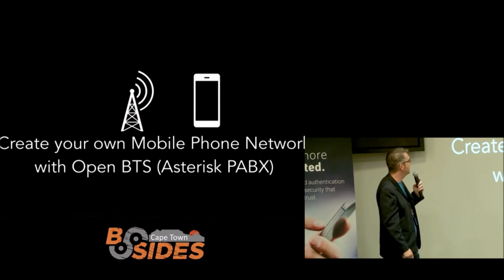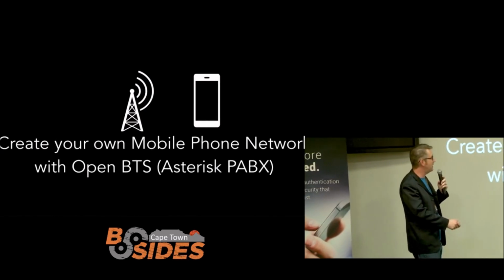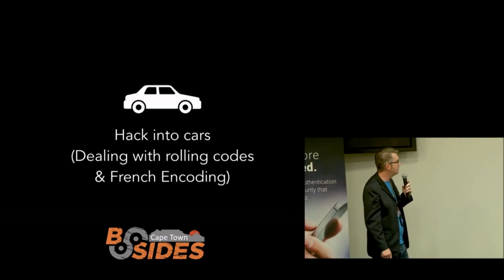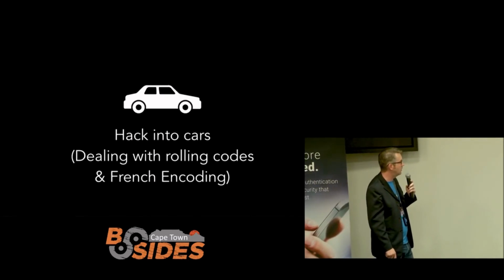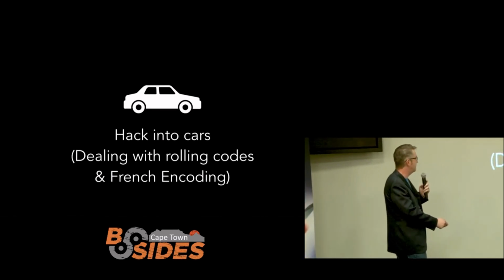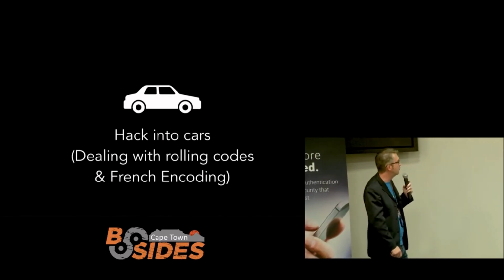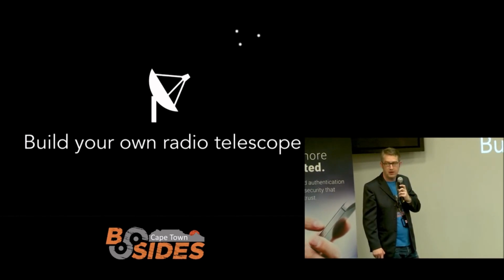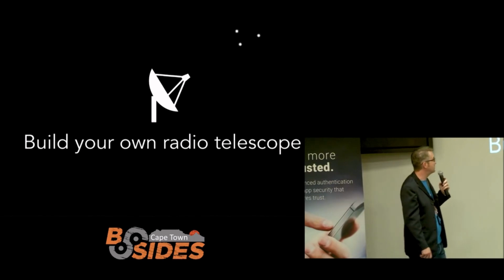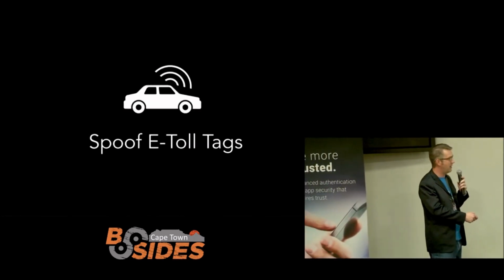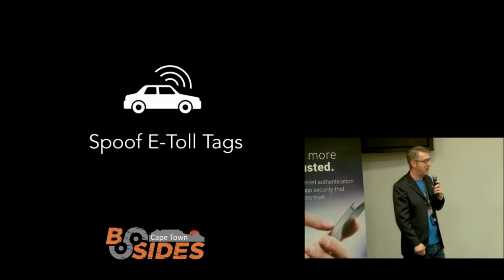That might be a fun thing to do. You can create your own cellular networks with something called OpenBTS. Samy Kamkar has this cool talk called Drive It Like You Stole It, where he talks about how you can basically defeat rolling-code encoding and all that with some cool jamming techniques. You can build your own space telescope and literally listen to pulsars, which is really cool. You can spoof RFID tags.